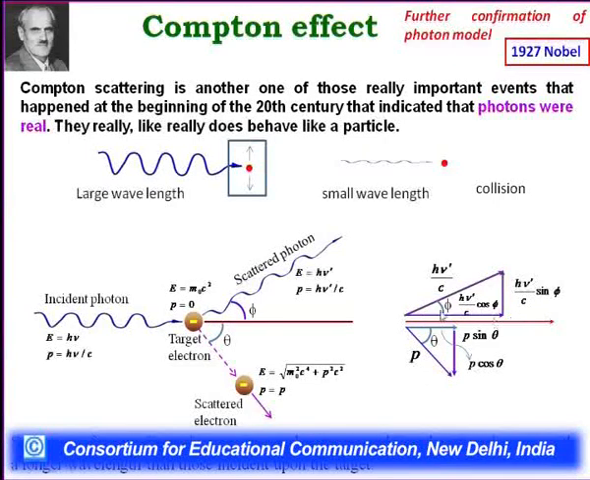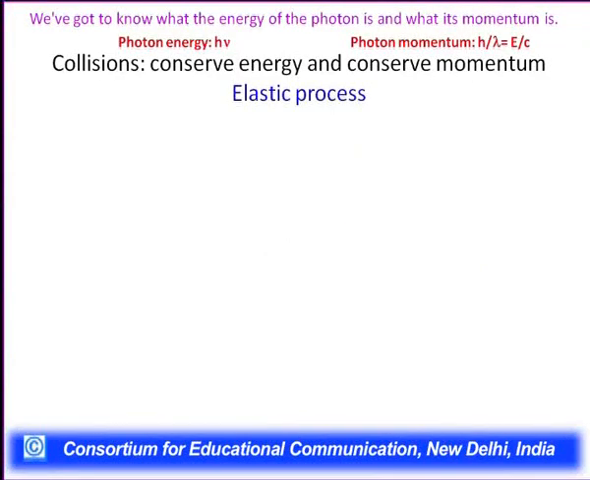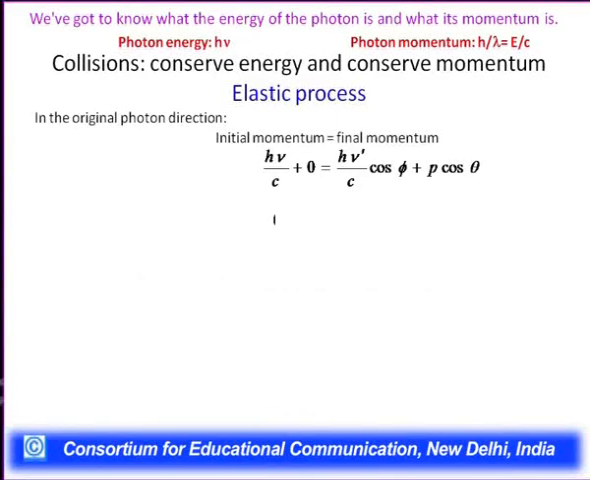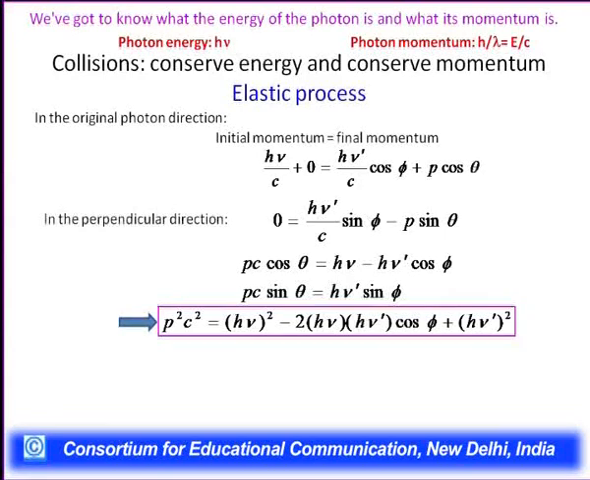If we take the triangle here, we can find that this part is h nu dash by c cos phi, and this part is h nu dash by c sin phi. Similarly, in the lower part, for the target electron, it is defined by p sin theta and p cos theta. Now we know the energy and momentum of the photon which is ejected out after the scattering.